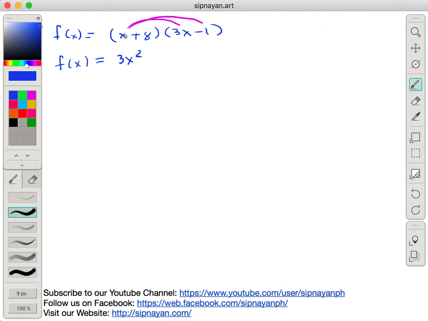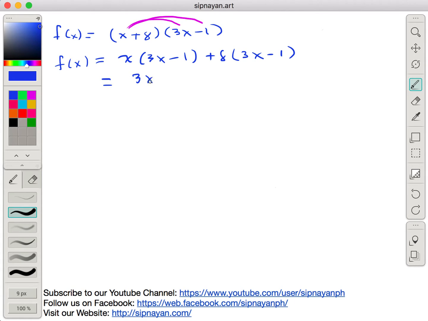Maturuan ko kayo ng ibang method. Magiging x times, this is by the distributive property, x times, i-distribute ko dito sa 3x minus 1. And then I have a plus 8 times 3x minus 1. Yan pa, alam niyo yung FOIL. By the way, baka naririnig niyo yung ulan, no? So, medyo malakas yung ulan sa labas.